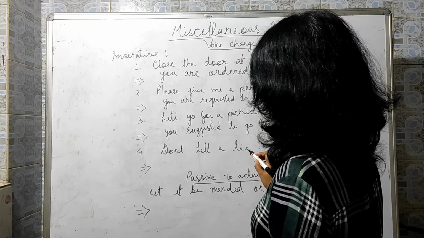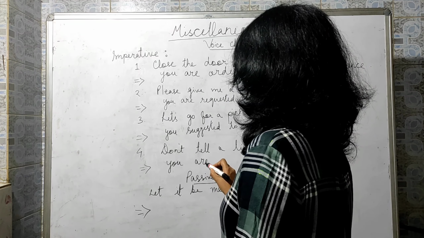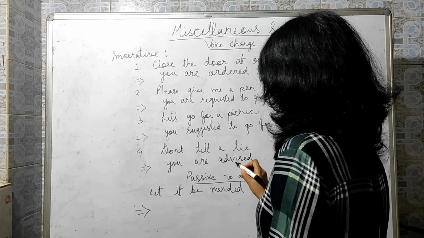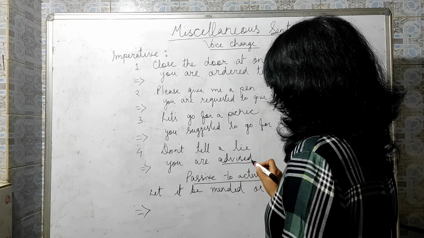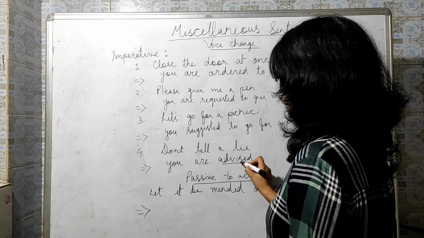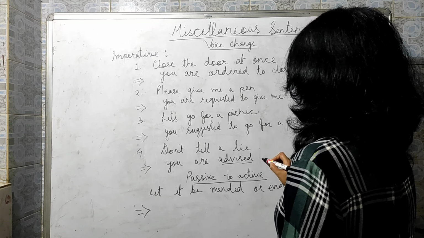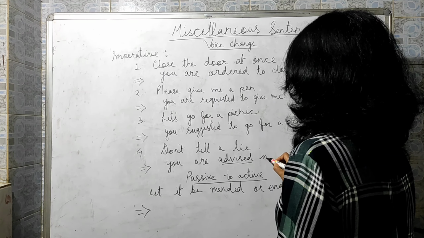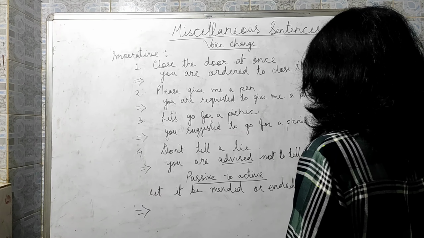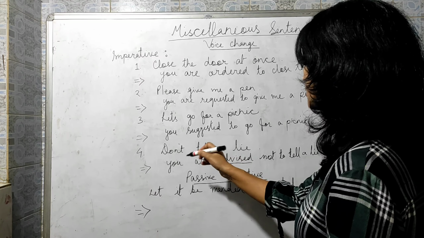"Don't tell a lie." So it is an advice. You are advised. Remember, when you are writing advise as a verb, always use s. If you are using it as a noun, use c. You are advised not to tell a lie. Or you can also write, you are forbidden to tell a lie.